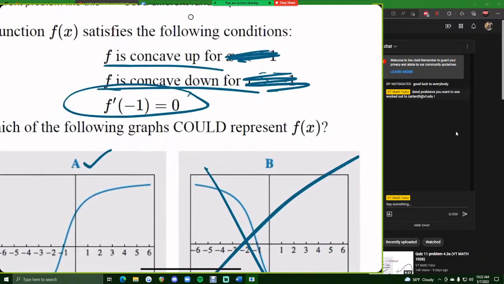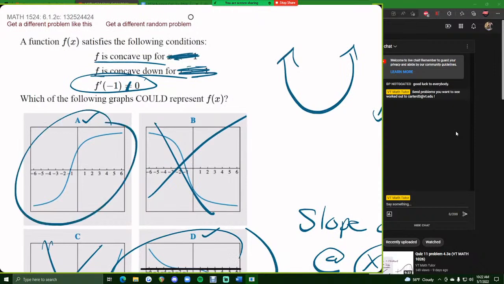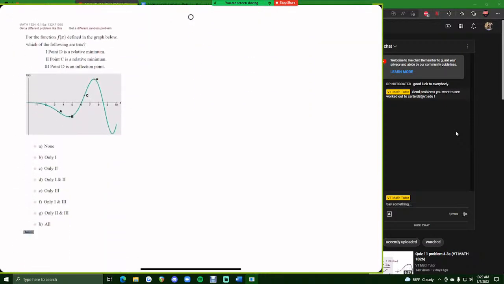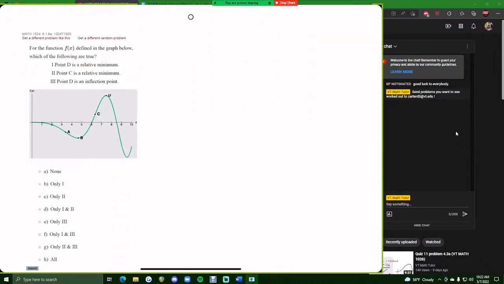Had it said F prime at -1 does not equal 0, then it would have been A, because that slope at -1 is not 0. All right, let's keep it rolling. No tricks here, but a good little graph one to know how to do.